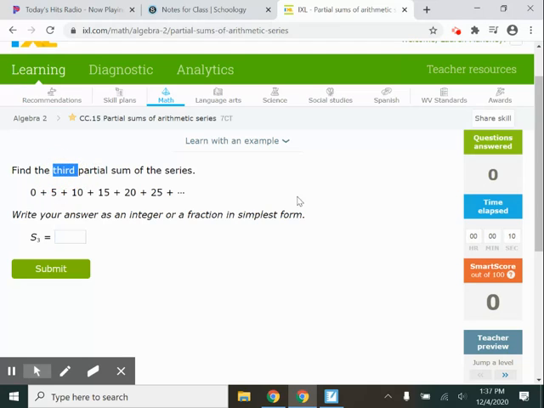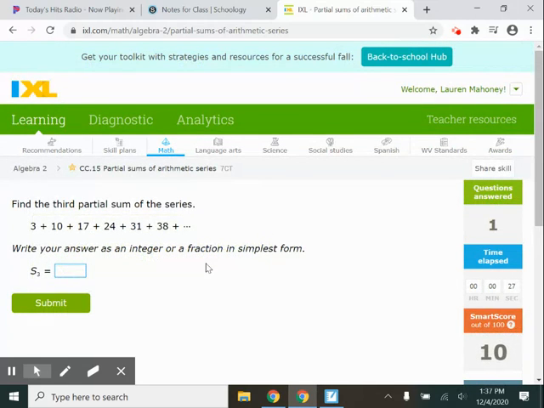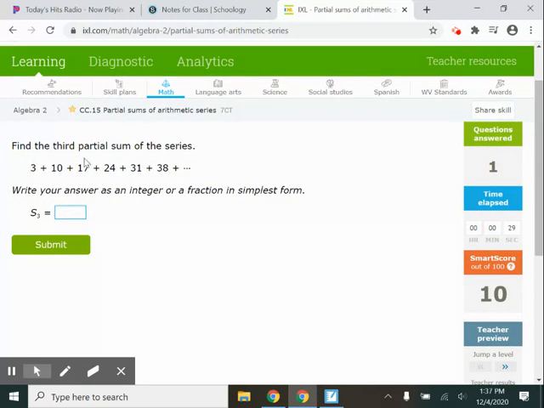Third partial sum. Third literally means you are adding up the first 3 numbers. That's it. So I'm adding up the 0, the 5, and the 10. When you add those up, you get 15, and that's the answer. That's all you have to do here. This one is also the third partial sum. So 3 plus 10 plus 17, and that's where you stop. That's going to give me 30.